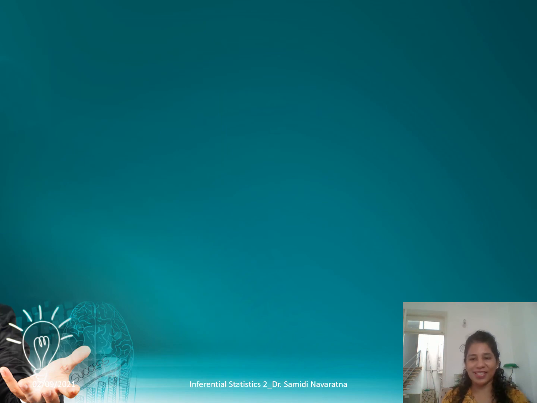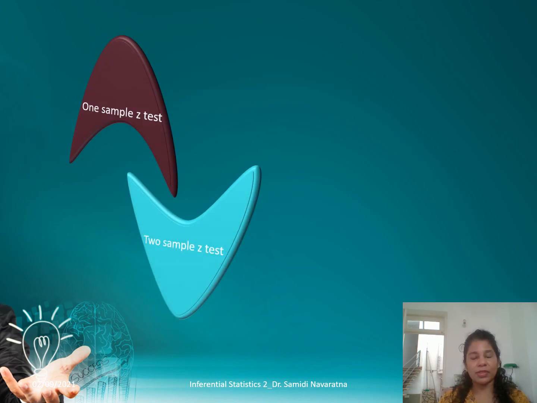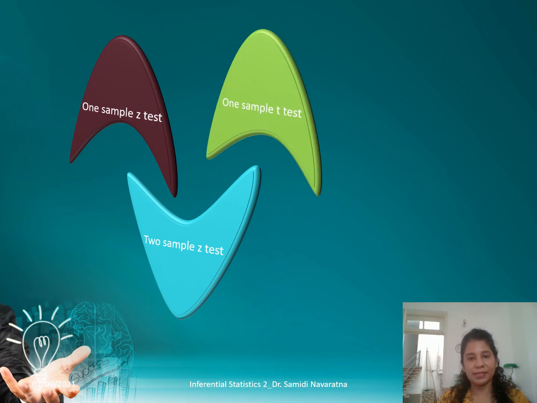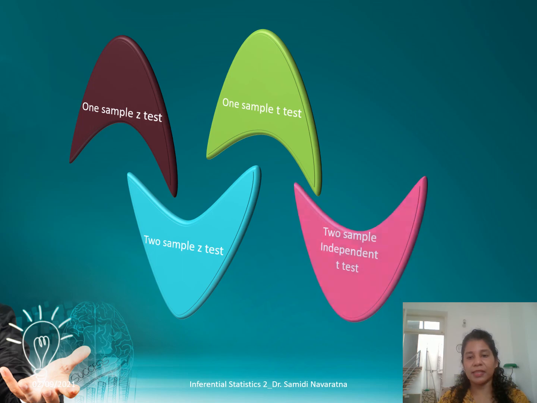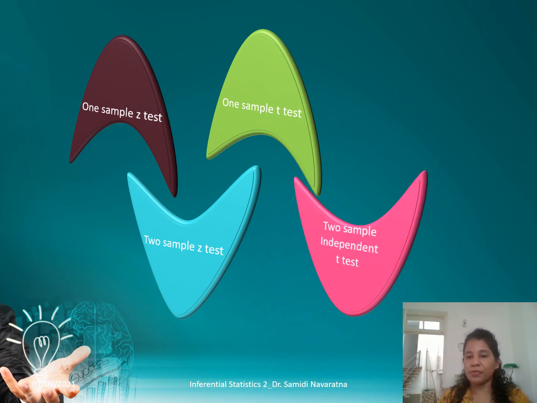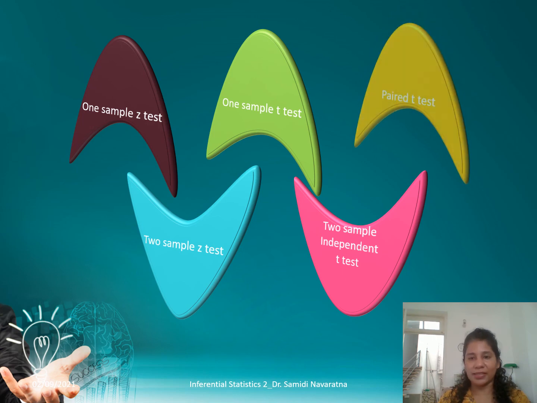Now we have come to the end of the lecture. In this lecture, we learned about 5 different types of statistical tests that can be used on different occasions. We learned about the one sample Z test. Then we learned about the two sample Z test, which can be used to compare two means. Then we learned 3 types of t-tests. If you can remember, we learned 2 types of independent tests, the one sample t-test and the two sample independent test. Then finally, we learned about the paired t-test.